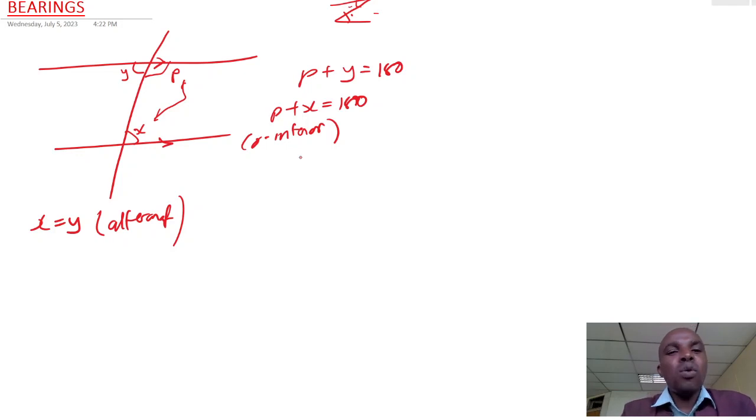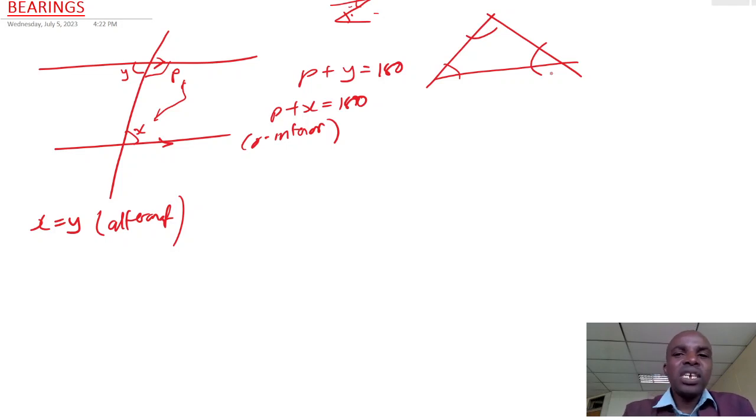So these are the key combinations of angles that you have to understand, especially when it comes to bearings. Then after understanding this, you have to know that angles in a triangle add up to 180 degrees, because sometimes you'll also be working with triangles. And the other thing, you have to understand the sine rule and the cosine rule.